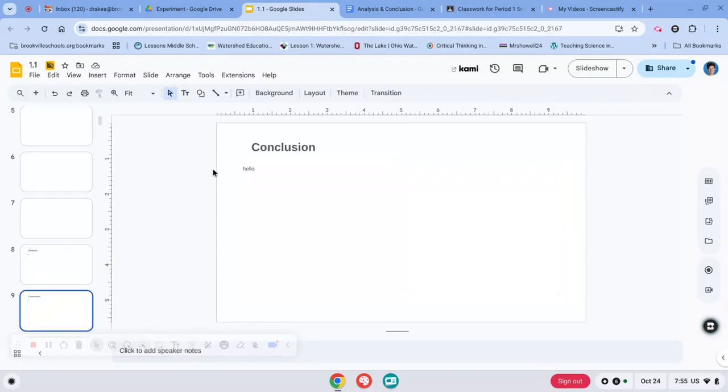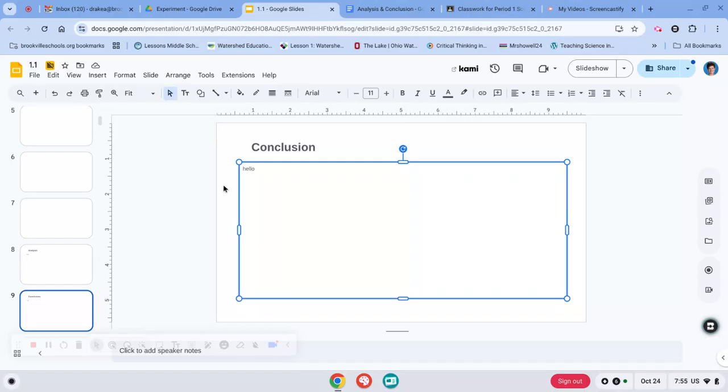You can also go into your conclusion and click in here and start typing. Again, I would love it to be 11 at the minimum. If you can make the font bigger, that would be great.